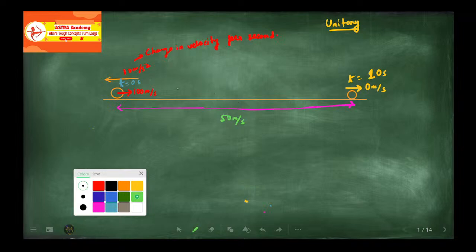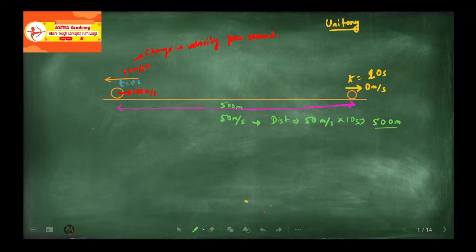Okay. Now see carefully. Time is 10 seconds. Speed is 50 meters per second. So the distance will be simply speed into time. And which speed do you have to take? You have to take the average speed. Speed into time will give you distance, and it will be equal to 500 meters. Directly you can find 500 meters. Okay?